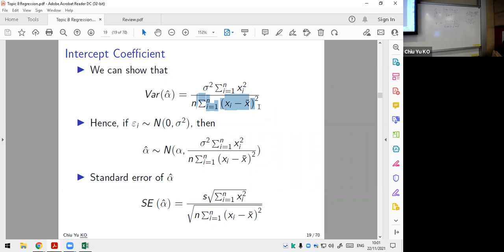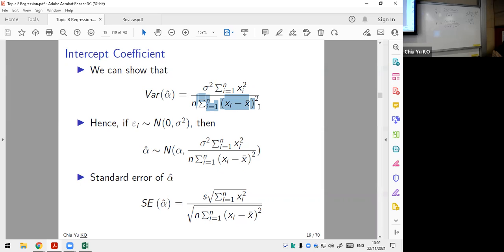So if the variance is larger, that means that the variance of the estimate is actually getting smaller. Why is that the case? If the deviance is larger, it means the data are more spread out, so you have more data here and there. That means the line will be less likely to wiggle.